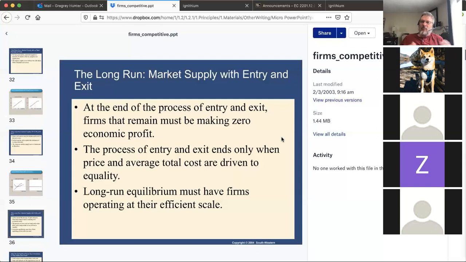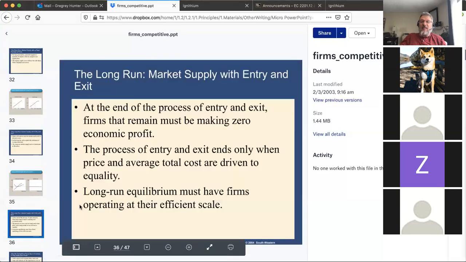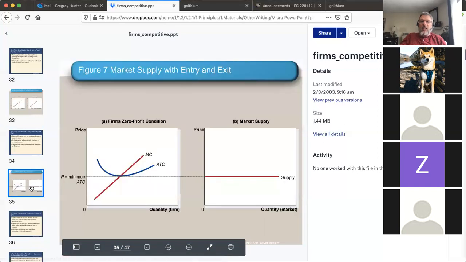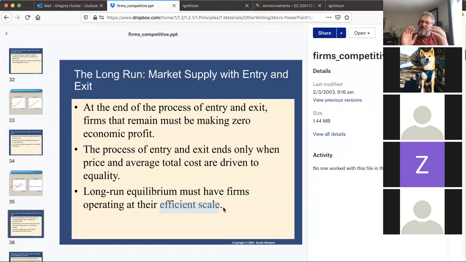So anyway, I don't know if anybody else has a comment on that, but that's what this graph is telling us, and these comments below. In particular, and this is one of the questions in Ignithium, the point at which the marginal cost curve crosses the minimum of the average total cost curve is the efficient scale of operation, because it means the units are being produced at the least possible cost per unit. And that's what competition does for us.